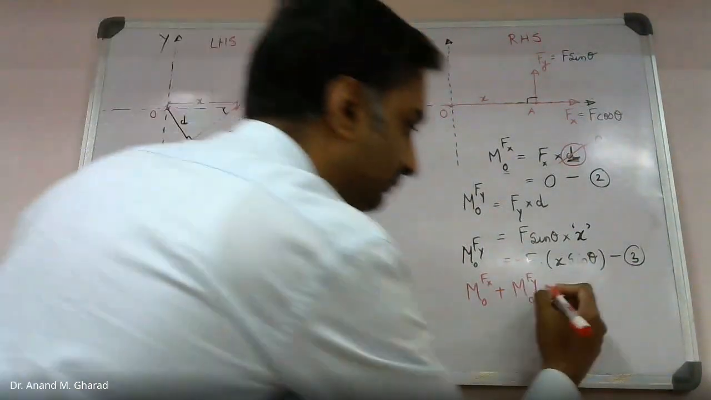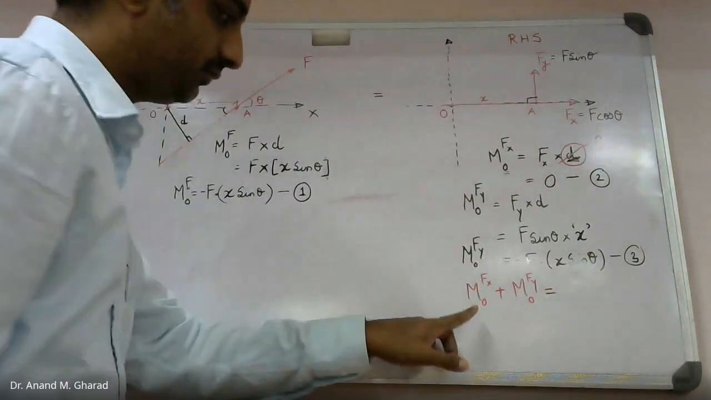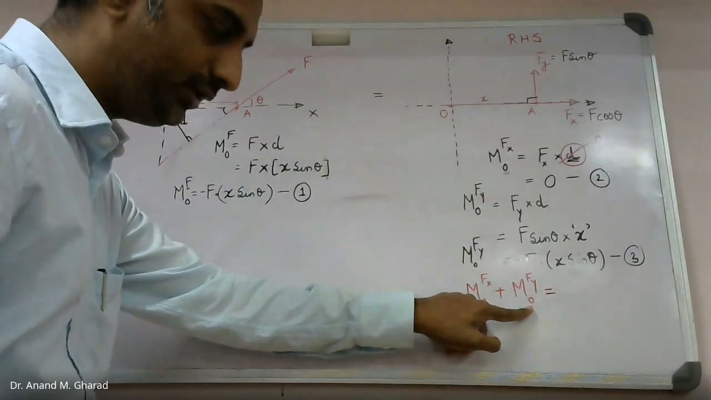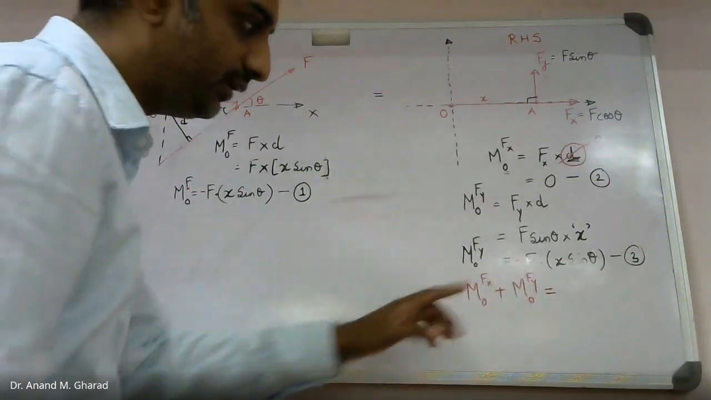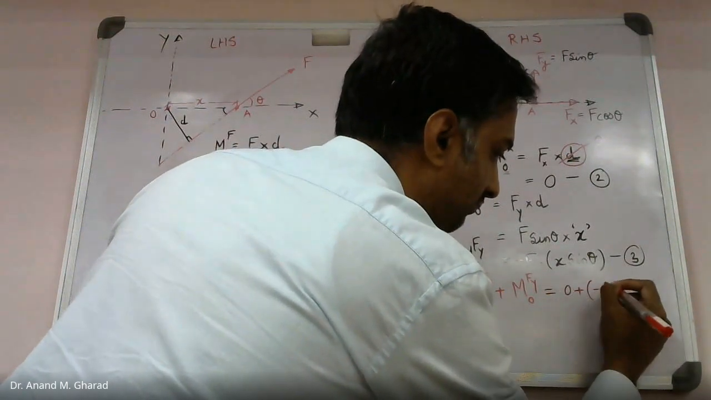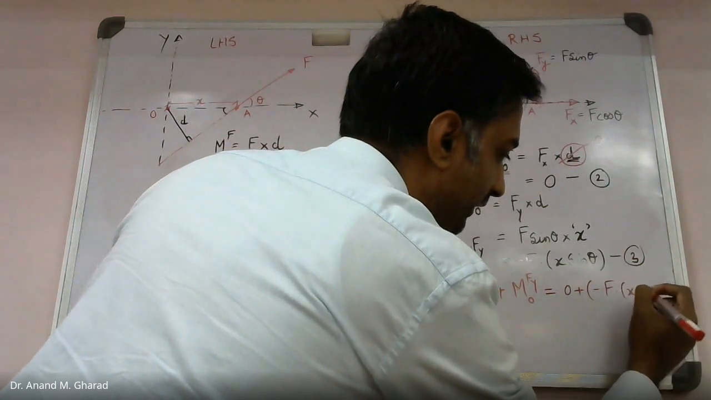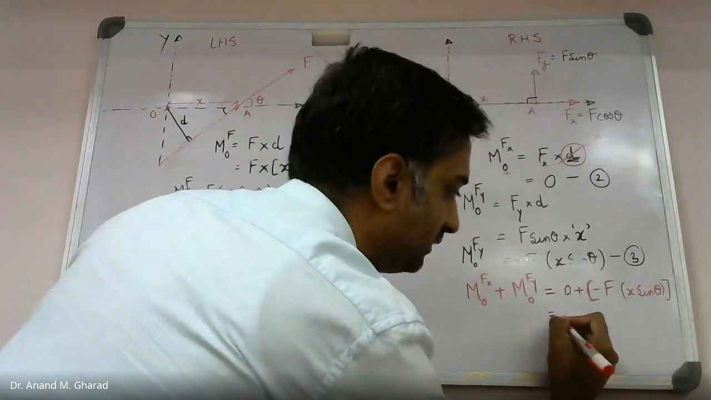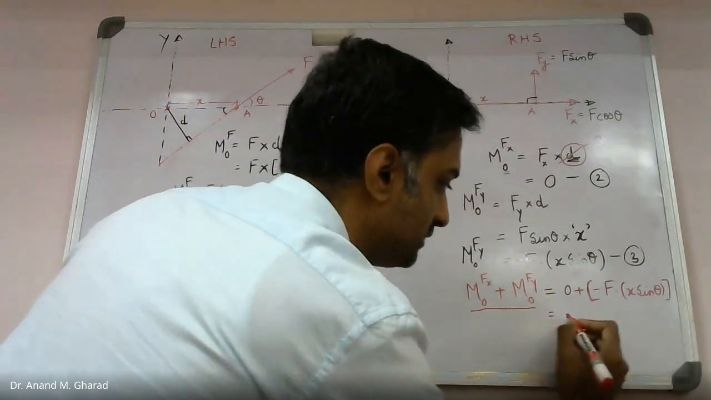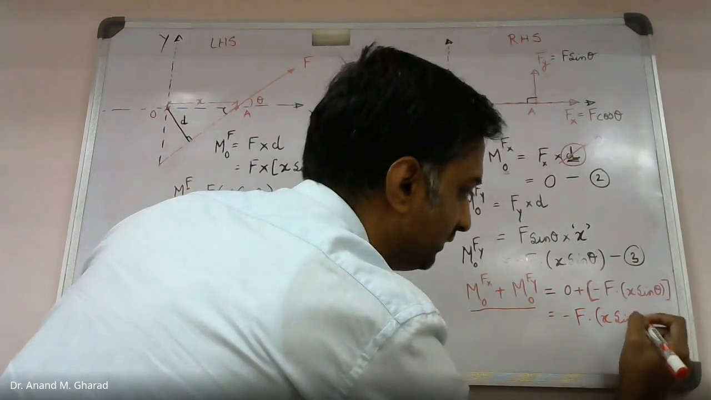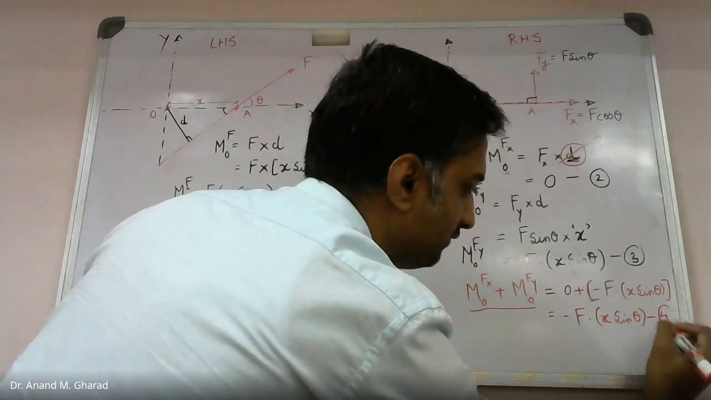what do I observe? Moment about that point O due to Fx plus moment about that same point O due to Fy. What is the final value? 0 plus minus F into x sine theta. Do you agree? Yes, sir. Or finally, what I can say? Sum of these two is equal to minus F into x sine theta. Let me call this equation 4.